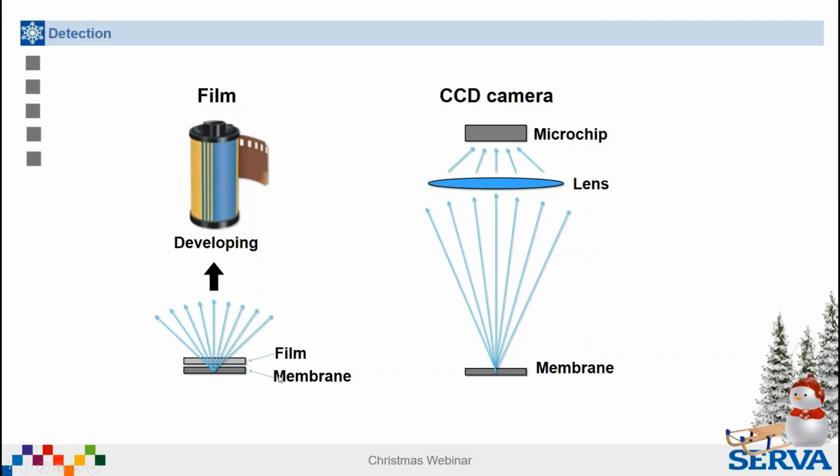Here is the explanation for it. When you use film, your film is placed directly on the membrane. So the light of the horseradish peroxidase reaction is highly concentrated on your film. So if you develop this afterwards, then of course you have a high concentration of light on a spot. This is different with CCD cameras because the membrane is, let's say, around 50 centimeters away from your lens and some centimeters away from the microchip. And this is also the reason why you have to wait longer.